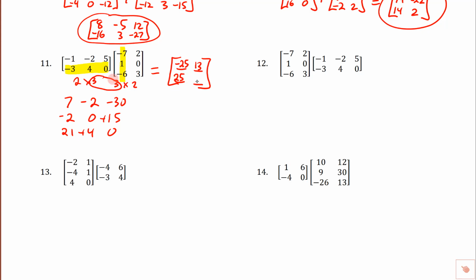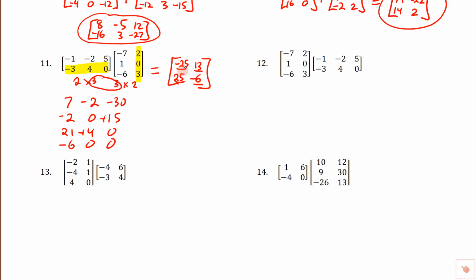And then this last one here is in the second row, second column. So I'm going to take the second row, and we're going to multiply that with the second column. So when we do that, we end up with a negative 3 times the 2, so that's going to be negative 6. 4 times 0 is 0, and 0 times 3 is 0, so we end up with a negative 6 in this position right here.